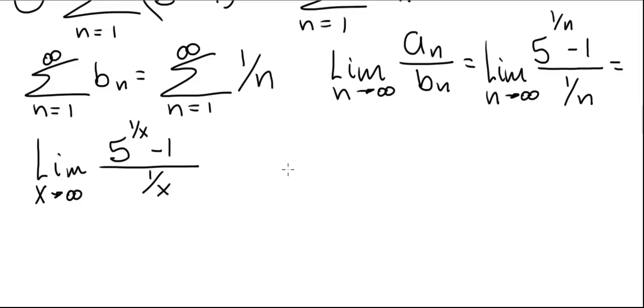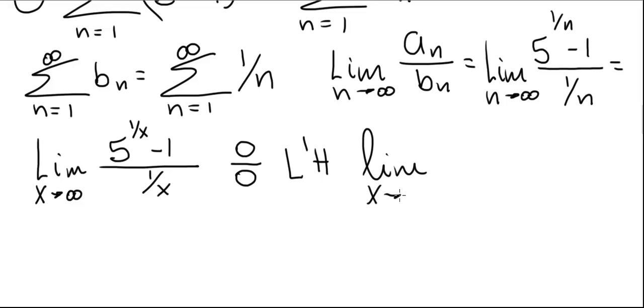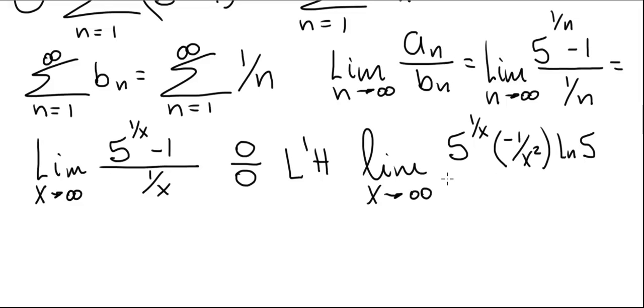Now let x go to infinity. 5 to the 1 over x approaches 5 to the 0, which is 1, so the numerator approaches 0. The denominator also approaches 0. We can now use L'Hopital's rule, and that's equivalent to the limit as x approaches infinity of: the derivative of the numerator, which is 5 to the 1 over x times the derivative of 1 over x, that's minus 1 over x squared, times ln of 5. Note the derivative of 1 is 0.